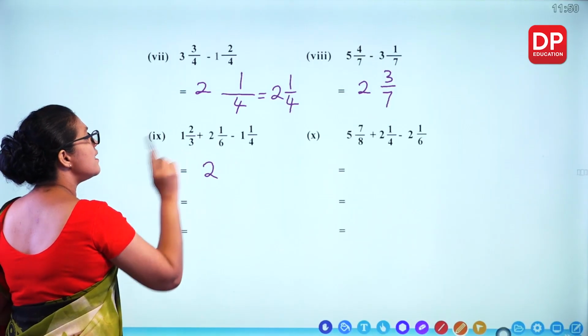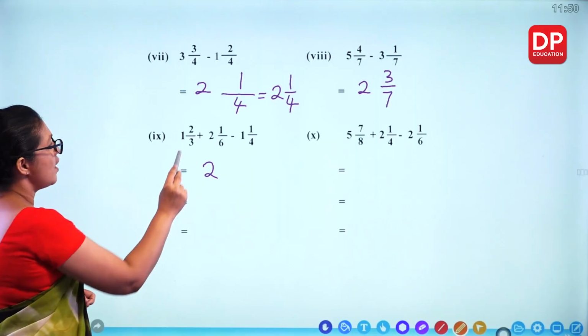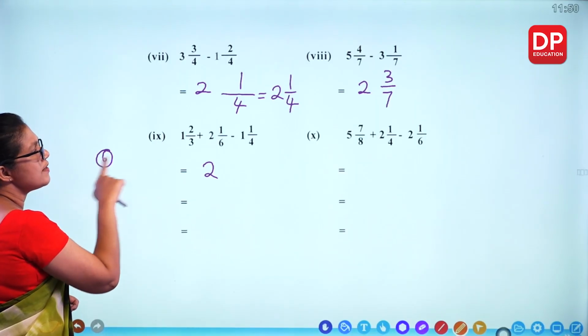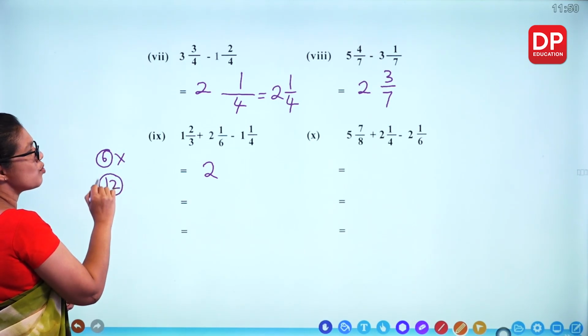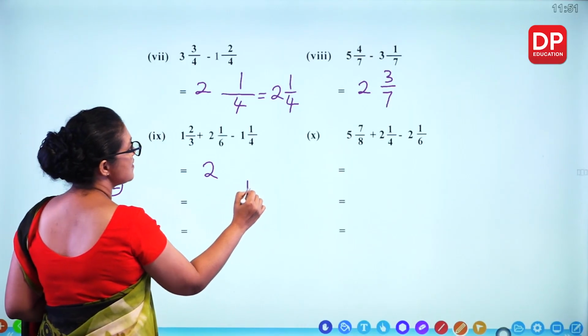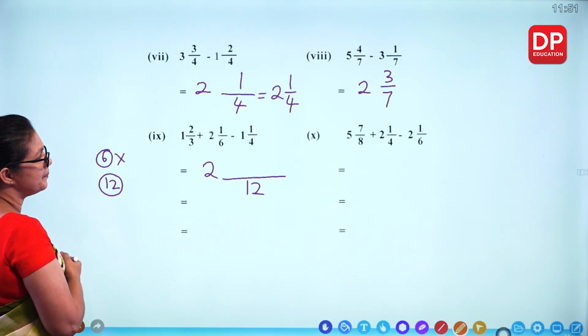Now what's the lowest common multiple of 3, 6, 4? Largest number is 6. It's not divisible by 4. Take the multiple, that's 12. 12 is divisible by 3 and 4. That means 12 is the denominator, the lowest common multiple.